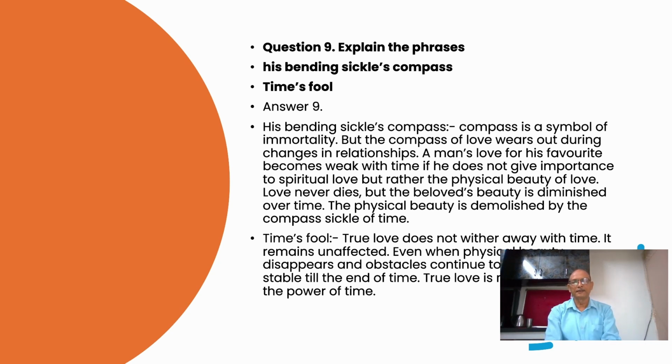Explain the phrase his bending sickle's compass, Time's fool. His bending sickle's compass is a symbol of mortality, and the compass of love wears out during changes in relationships. A man's love for his beloved becomes weak with time if he does not give importance to spiritual love, but rather to the physical beauty of love. Love never dies, but the beloved's beauty is diminished over time. The physical beauty is demolished by the compass sickle of time. Time's fool true love does not wither away with time. It remains unaffected. Even when physical beauty disappears and obstacles continue to arise, true love is stable till the end of time. True love is not shattered by the power of time.